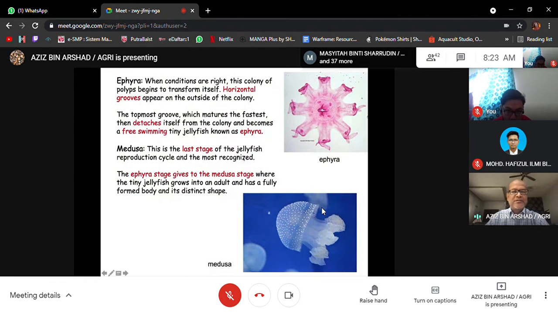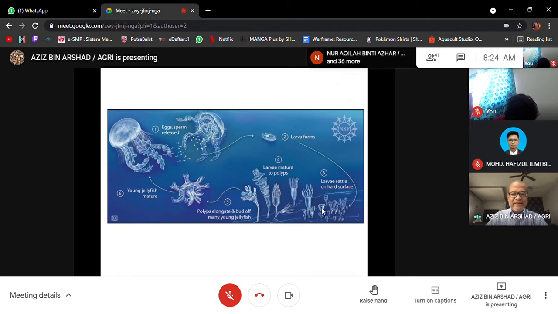All right. So we know that after polyps, they will go into scyphistoma, and through some kind of transverse division, they will form the ephira. Ephira look like, is a young medusa, and after some time, they will become the proper medusa. So ephira will become young medusa, and then become the adult medusa. So ephira give rise to the medusa stage. So that is the life cycle of the jellyfish as you see it here.